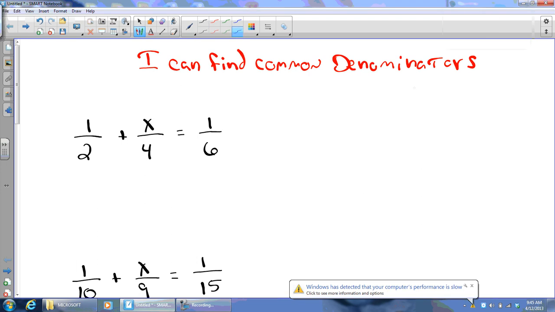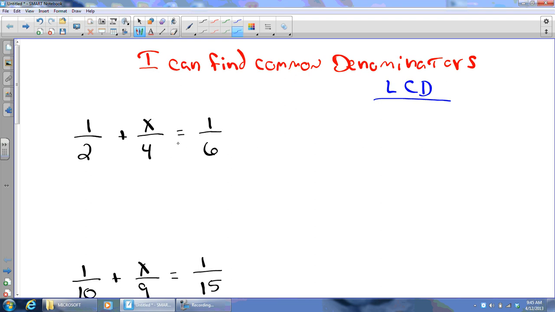All right. First thing I'm going to do, off to the side here, is write LCD. And I've got this problem, 1/2 plus x over 4 equals 1/6. Now, I'm not actually going to solve this problem. I'm just going to get my common denominator. And the first thing I'm going to do is find the prime factorization of each of my denominators. Well, I know the prime factorization of 2 is just plain old 2 because it's prime. The factorization of 4 is 2 times 2. And the prime factorization of 6 is 2 times 3.